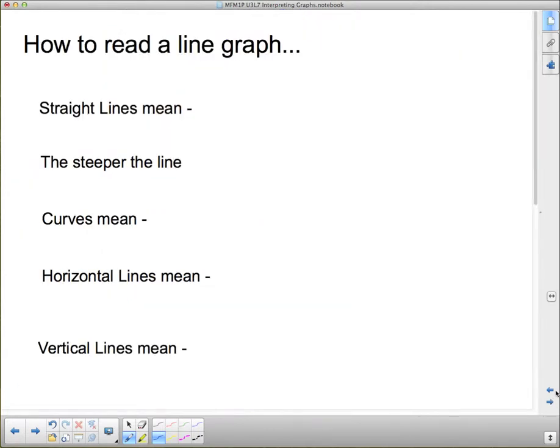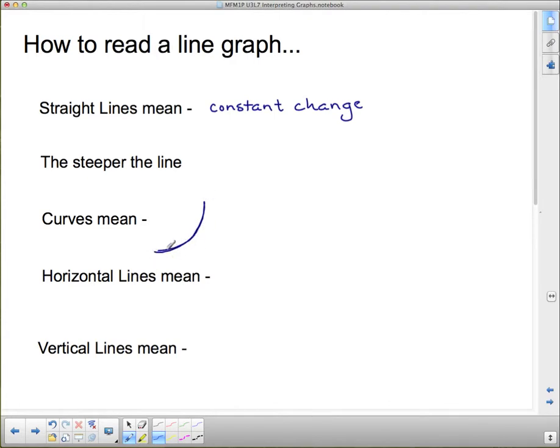So how do you read a graph? Straight lines mean constant change. And although we didn't see it, if you have a curved line, depending on how steep the curve is, and a curve can have steepness, sometimes things are changing faster than others. So your speed is either increasing. In the case of a curved line, curved lines mean that things are changing. So this would mean things are changing more rapidly.